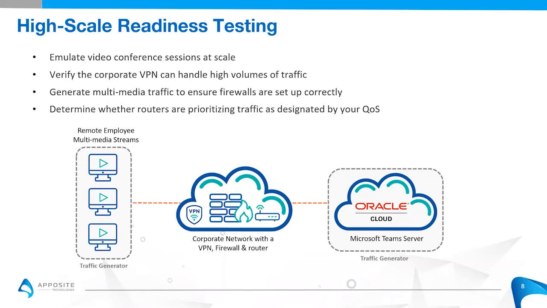Looking at this diagram, again, everything in the dotted borders is what we can emulate. In this situation, we have remote employees logging into a VPN and then maybe hitting the cloud servers here. So we can emulate both the remote employees and the cloud service and then run this through your VPN, your firewalls, and your switches and verify all of that.